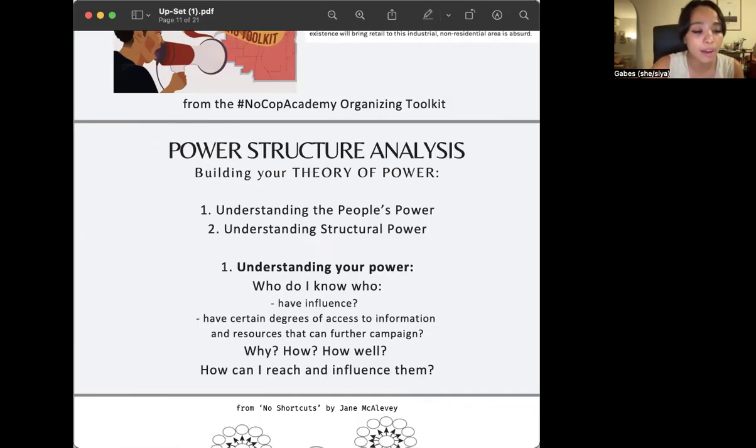So this is you assessing your social ecosystem of influence. Who do I know who has certain degrees of access to information and resources that can further my campaign goal? Why do I know them? How do I know them? And how well do I know them? And how can I reach and influence them, pulling them to my side, to supporting your campaign goal?